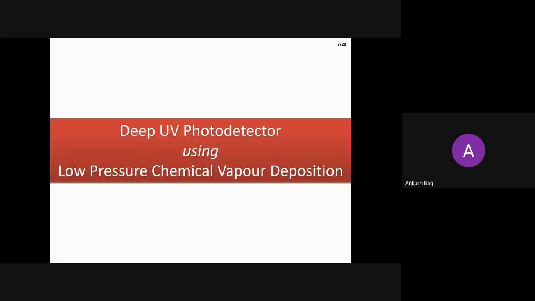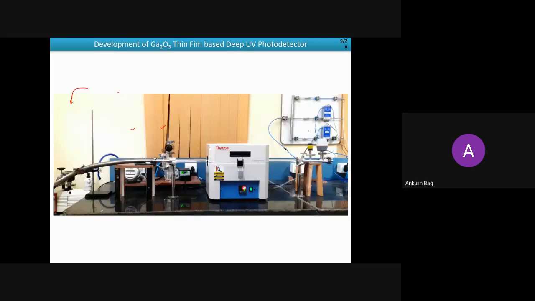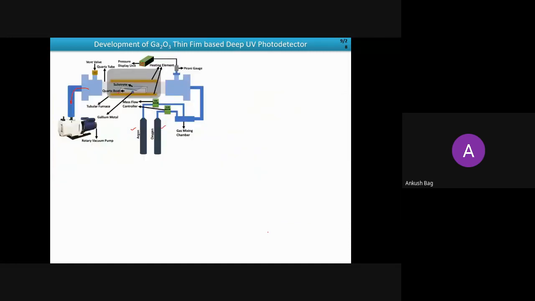First I'll try to explain our research effort using low pressure chemical vapor deposition. This is the custom-made setup we utilize to develop thin films as well as nanostructures, by chemical vapor deposition, to develop gallium oxide materials. This is the schematic of that setup. As precursors, we basically utilize argon gas as well as oxygen gas. The argon gas here acts as the carrier gas.